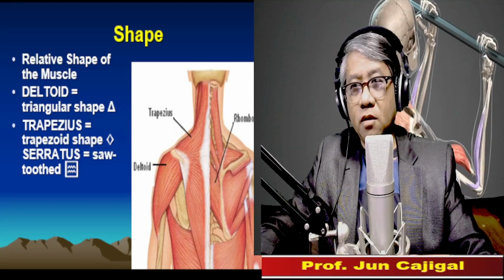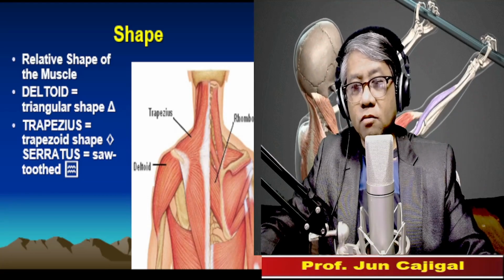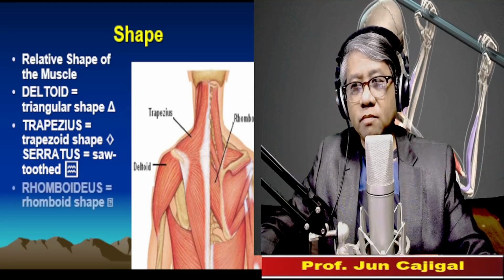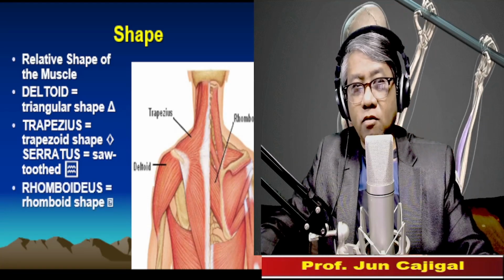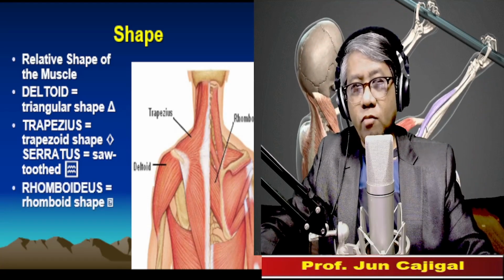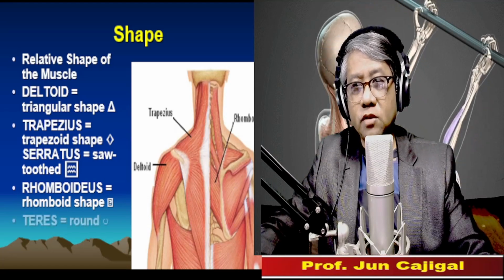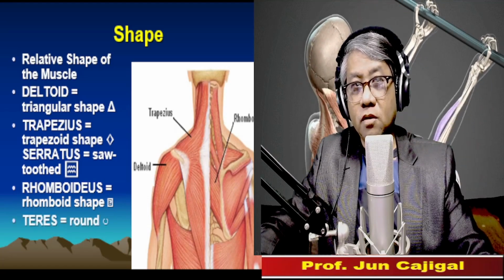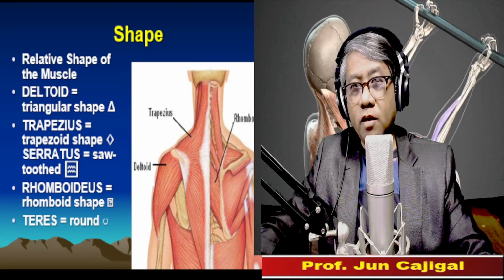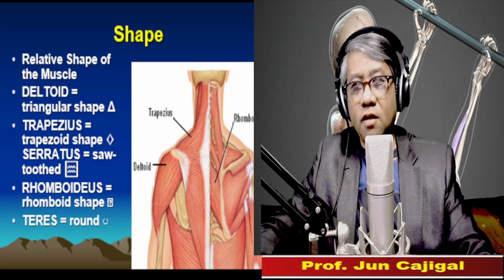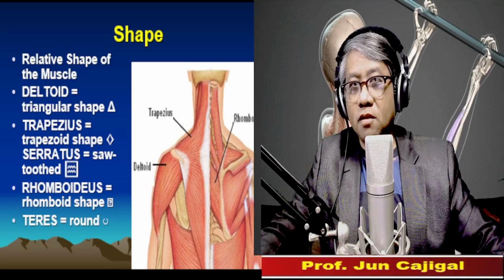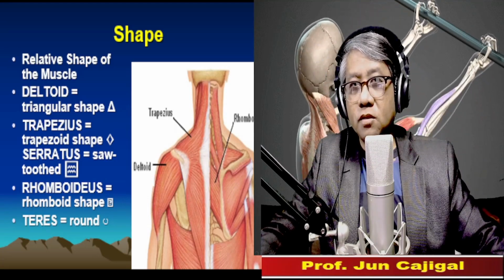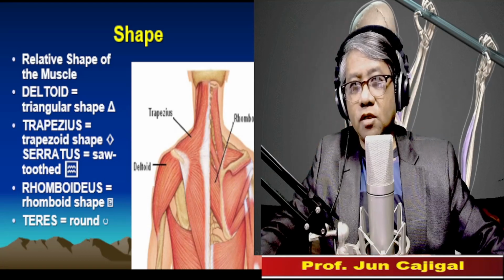If the muscle is saw-toothed, we make use of the term serratus. If the muscle is rhomboid in shape, like that of the muscle in our back, we call that rhomboideus muscle. And if the muscle is rounded in shape, we make use of the term teres. So that's how we name skeletal muscles on the basis of its relative shape.